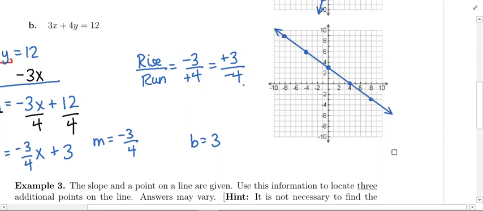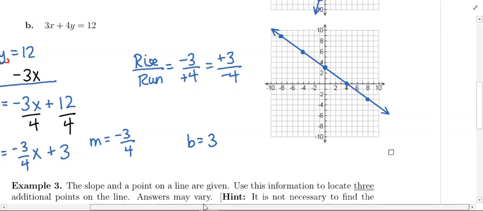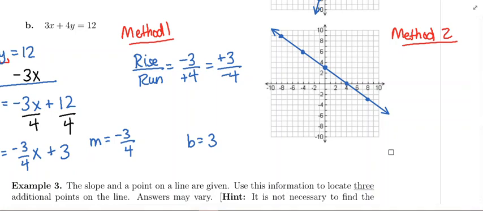When your equation is given to you in general form, and this was given to us in general form, this could have been a really great instance to use method 2 to graph the line, meaning find the intercepts. So I'm going to label this method 1. And then I'm going to go over here to the side and show you how quickly method 2 using the intercepts could have gotten us the same line.